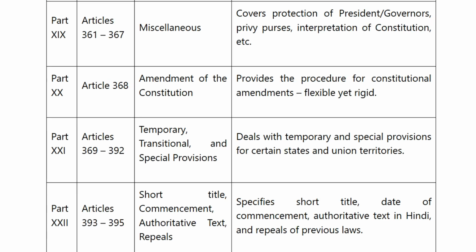Part XXI, Articles 369 to 392. Temporary, transitional, and special provisions. Deals with temporary and special provisions for certain states and union territories. Part XXII, Articles 393 to 395. Short title, commencement, authoritative text, repeals. Specifies short title, date of commencement, authoritative text in Hindi, and repeals of previous laws.